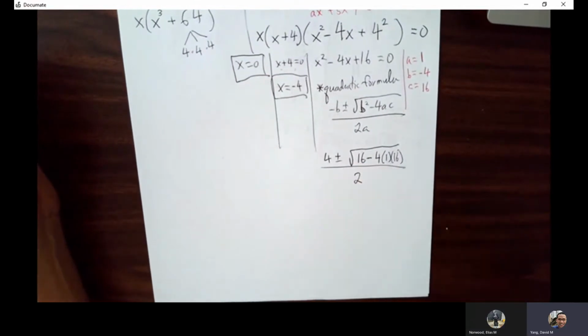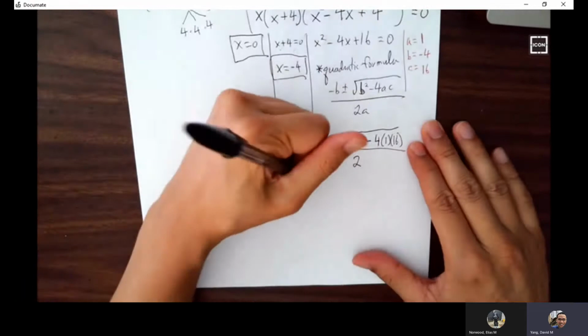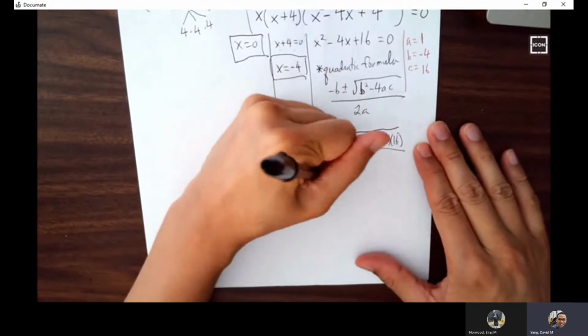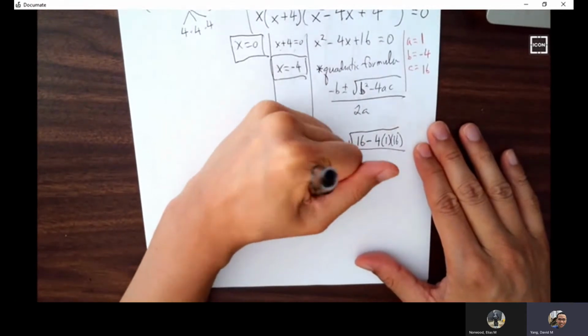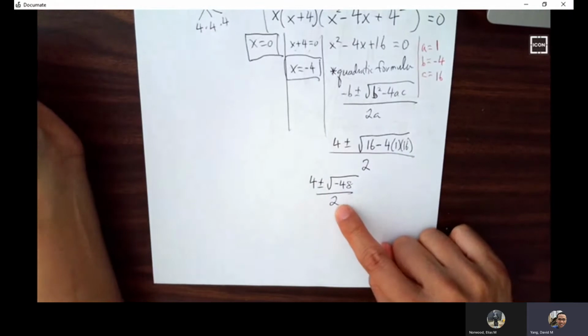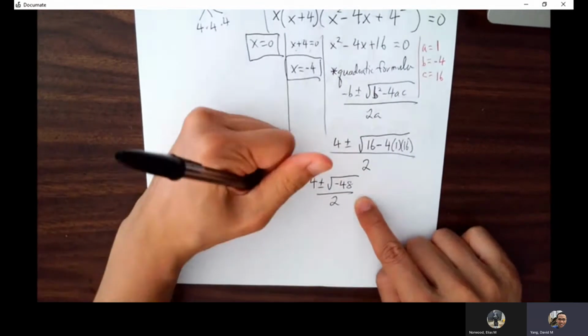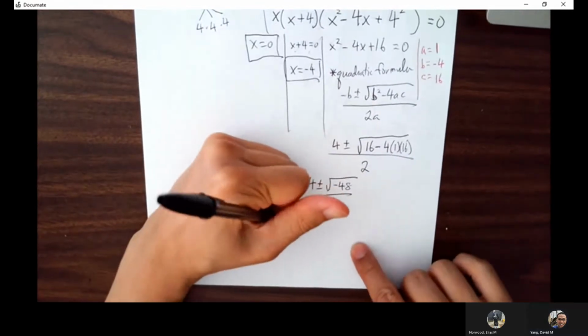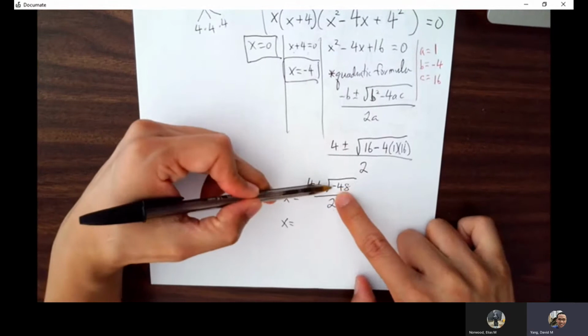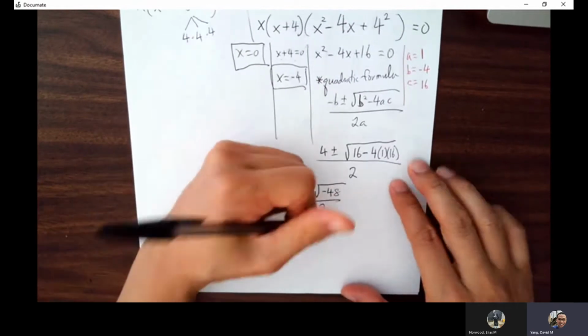16 minus 64. I think it's going to end up being a negative number, which is -48. So we have 4 plus or minus square root of -48 over 2. This is an imaginary number, but we can just pull that negative out in front and call it an i.